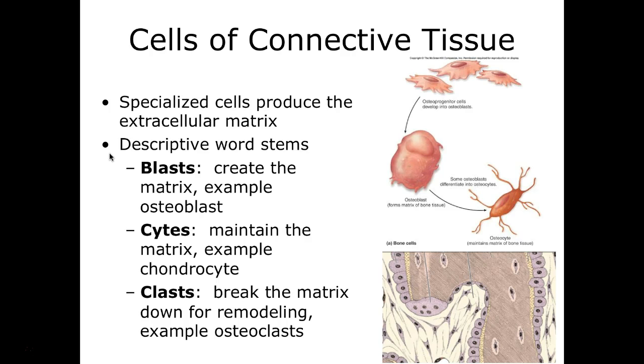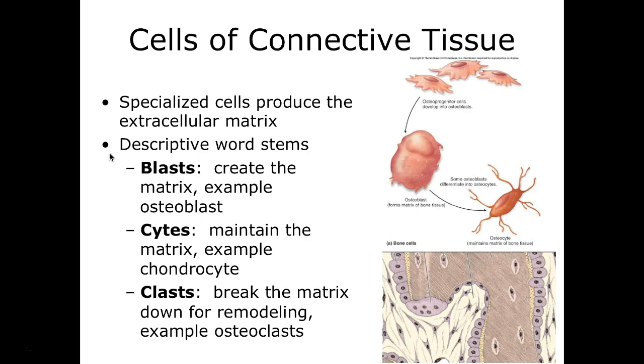Next, we have the different cells of our connective tissue. We'll be talking about some specific ones. I have your bone cells pictured here on the right side, but throughout our connective tissue, we're going to have a ton of specialized cells that'll produce the extracellular matrix. So you're going to see these suffixes at the end of these cell terms.